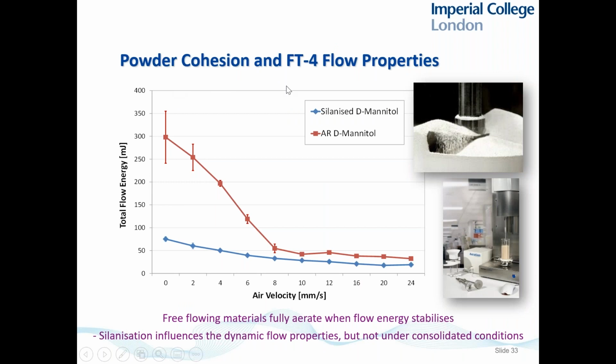So here is powder cohesion taken from an FT4 study. And what you can see is the total flow energy here. Here is the silanized data. Here is the data for the as received mannitol in red. And what we can see here at low air velocities, where there's very little aeration, is a very big difference in the flow energy. So in other words, the silanized mannitol, which is very hydrophobic and very uniform, flows very, very easily. But the as received mannitol, because it has much higher energies, flows much more difficultly. It takes a lot more energy in the system for it to flow. So basically, the silanization affects the flow behavior of the material. And again, the particle size is identical. The only difference we're looking at here is just a difference in surface chemistry of the particles.